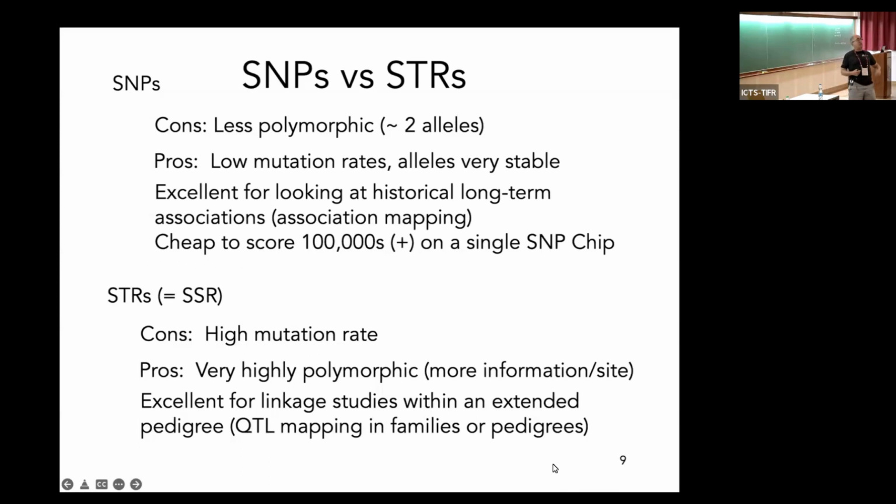When we talk about tagging a site, we usually have one of these types of markers. If I'm looking at linkage mapping, I can use either one. If I'm looking at association mapping, I want to use SNPs. Why? Because I'm looking at long-term associations, associations generated hundreds of generations in the past. SNPs retain those. STRs have those mutate away.